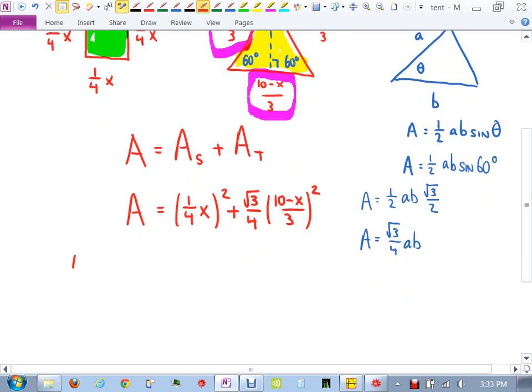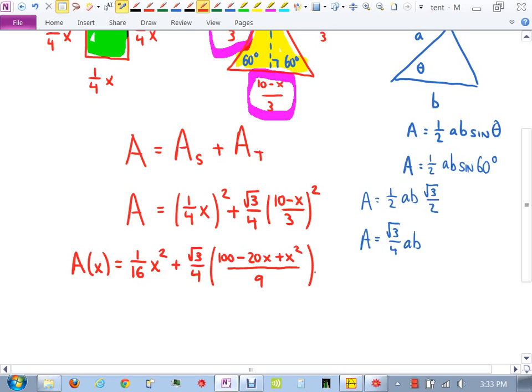So if I clean this up a little bit, area, all in terms of x, is 1/16 x squared plus √3/4 times 100 minus 20x plus x squared, all of this over 9. What did I do there? I just FOILed out, like the first one, 1/4 x times 1/4 x is 1/16 x squared. Everyone's okay with that becoming that?